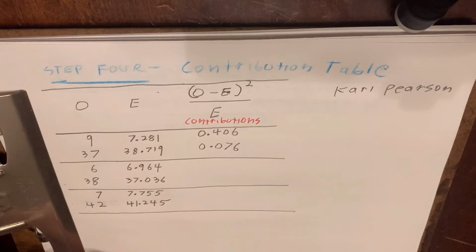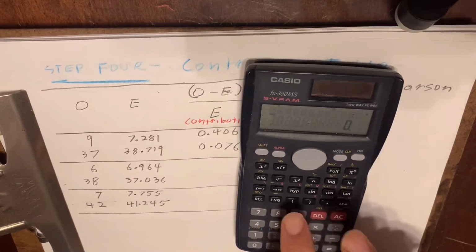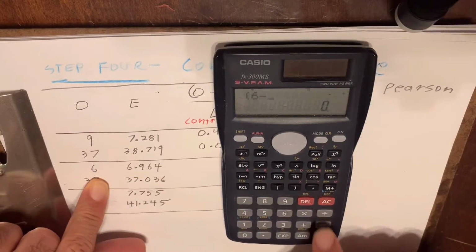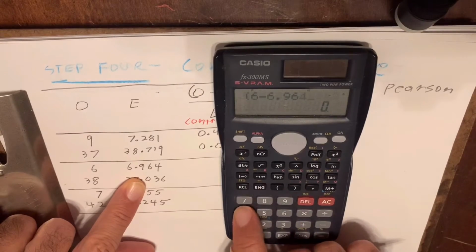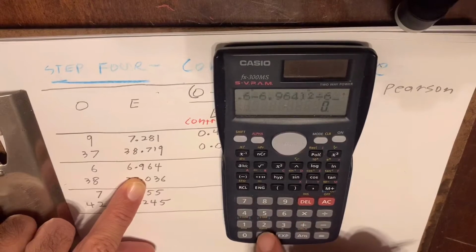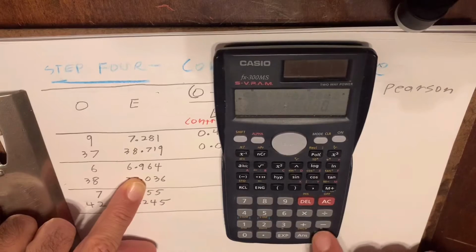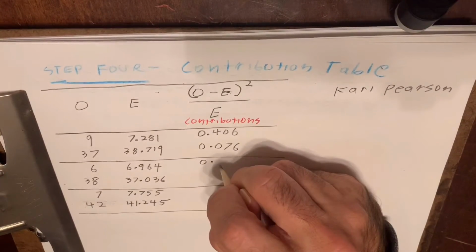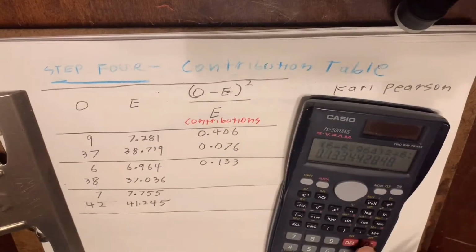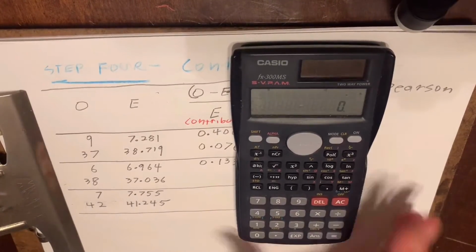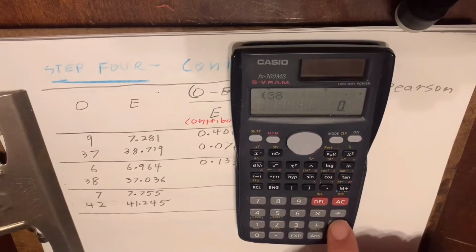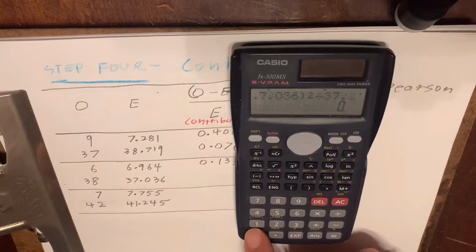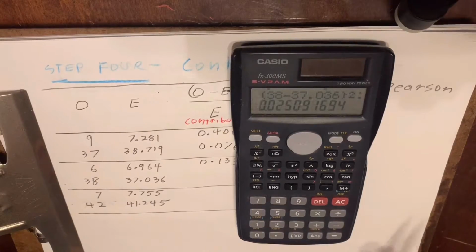1/3 done. All right, let's do the next one. So here we have 6 minus 6.964, close parenthesis, squared, divided by 6.964 equals, and we get 0.133. And then, let's do the next one. We have 38 minus 37.036, close parenthesis, squared, divided by 37.036 equals, and we get 0.025.